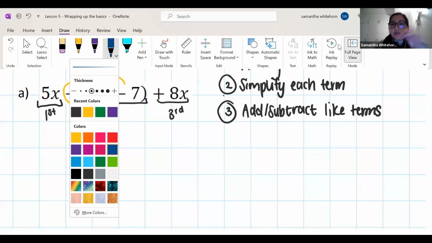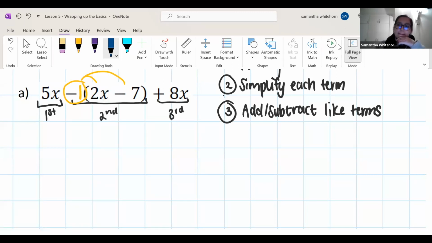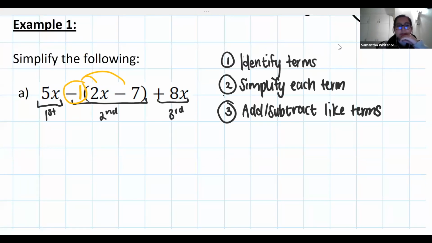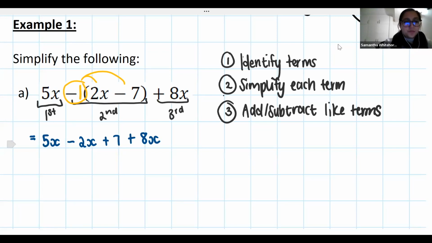Okay, Zimmy, help us out here. Evening, ma'am. Evening. So what I did is I brought down the 5x. Good. And then I distributed the minus sign and I got negative 2x. And then since 2 negatives makes a positive, I said plus 7. Excellent. And then I brought down the 8x. Good. And then I did grouping like terms. I did 5x minus 2x. And then I took 3x plus 8x plus 7. And then I got 11x plus 7.